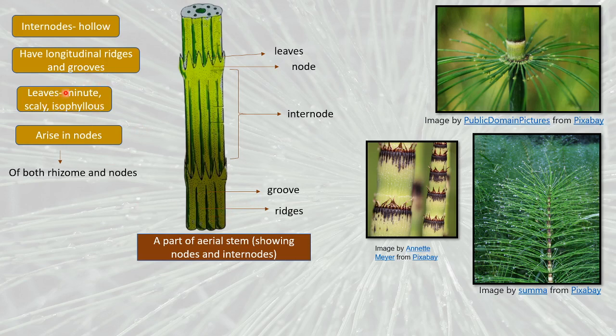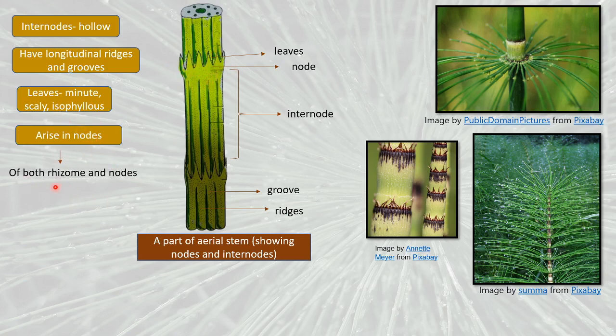Then leaves, these are minute, scaly and isophilous. So these are the leaves, this small structure, these pointed structures that you are seeing are the leaves. These leaves are minute, scaly and isophilous, right? Isophilous means that all of the leaves are of the same size and shape. Now these leaves arise in the nodes. As you can see, this is the nodal region and from the node the leaves are arising.